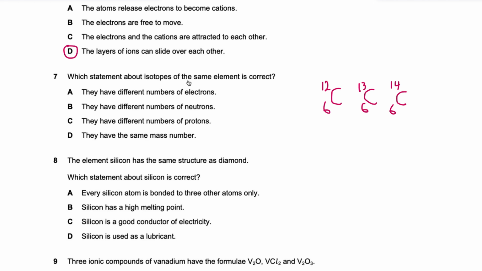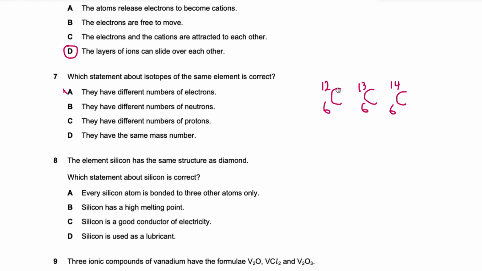Which statement about the isotopes of the same element is correct? They have different numbers of electrons. That's not true, they have the same number of electrons. So this statement is not correct, right? They have different numbers of neutrons.